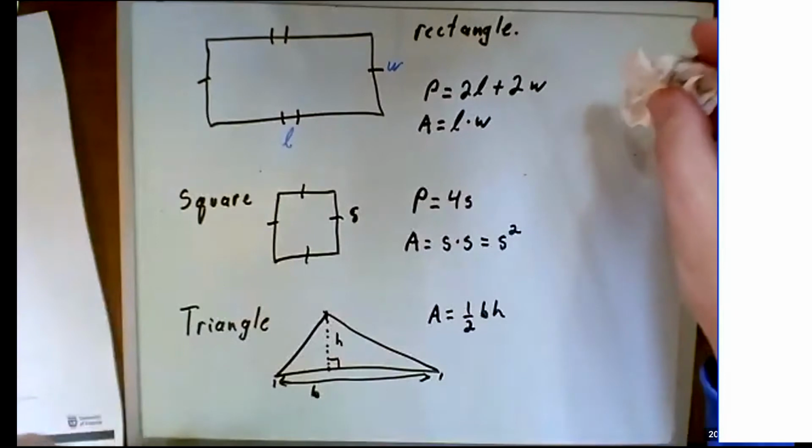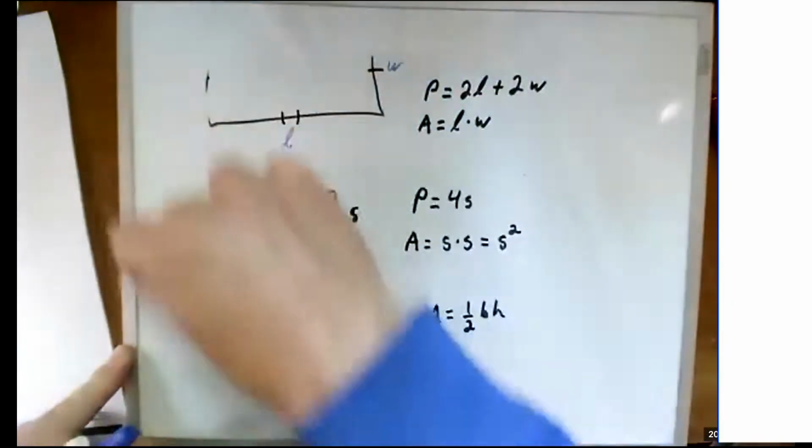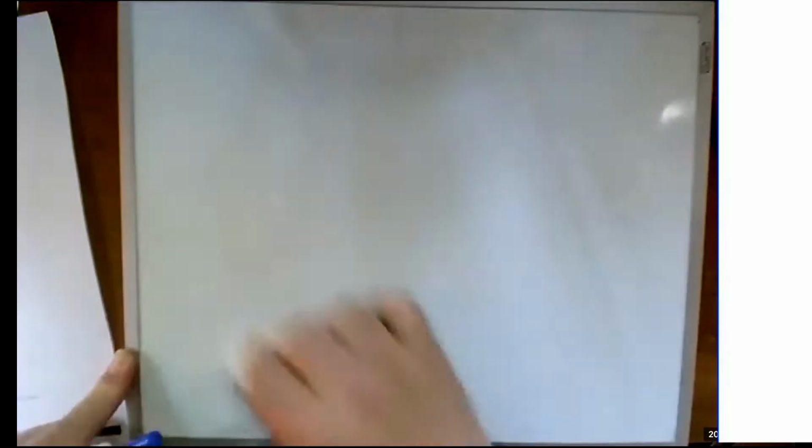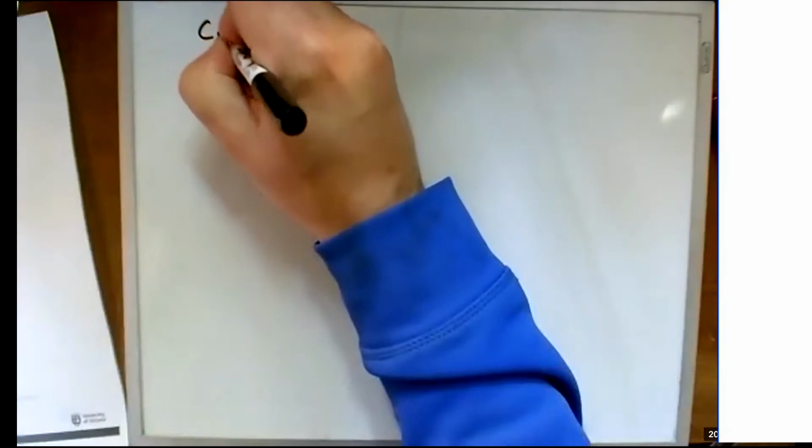Okay, one more two-dimensional shape to look at, and then we'll look at a couple of three-dimensional shapes. The last two-dimensional shape to take a look at is the circle.